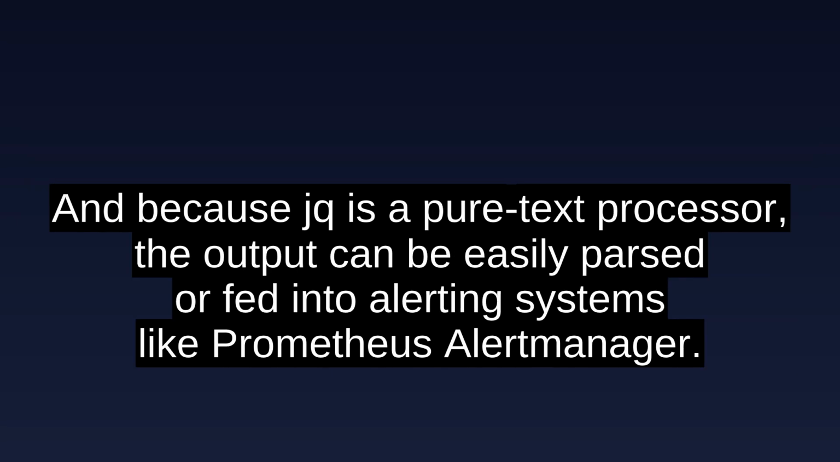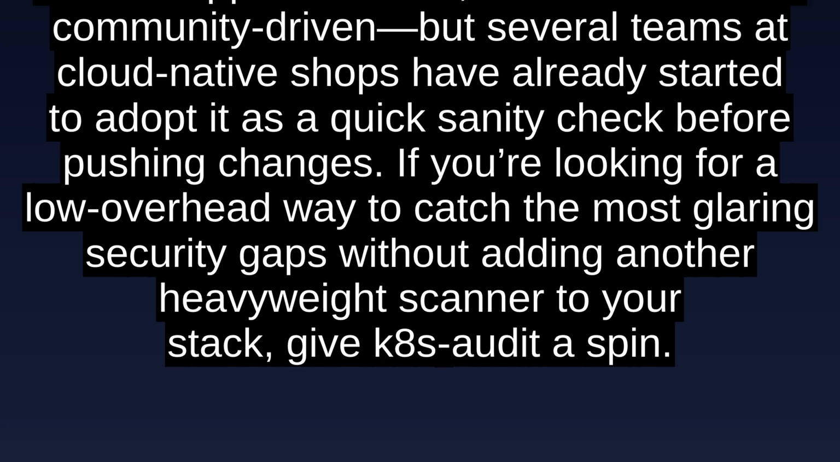And because jq is a pure text processor, the output can be easily parsed or fed into alerting systems like Prometheus Alertmanager. The project is still early stage, there's no official support contract, and the rule set is community-driven. But several teams at cloud native shops have already started to adopt it as a quick sanity check before pushing changes. If you're looking for a low-overhead way to catch the most glaring security gaps without adding another heavyweight scanner to your stack, give K8s Audit a spin.